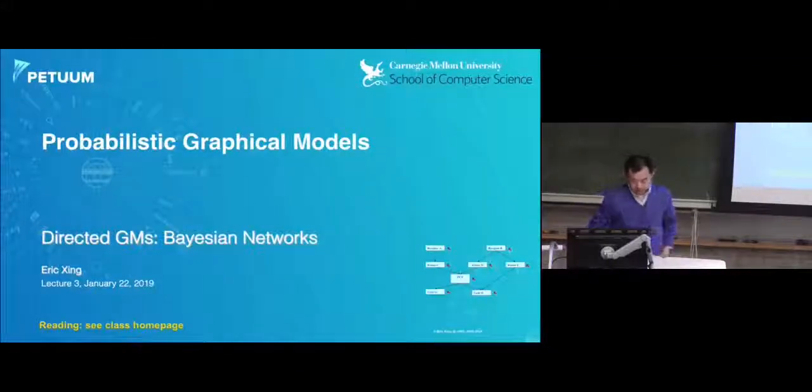All right, so today we're going to continue the discussion on graphical model structures. We're going to talk about another very big family of graphical models known as Bayesian networks.